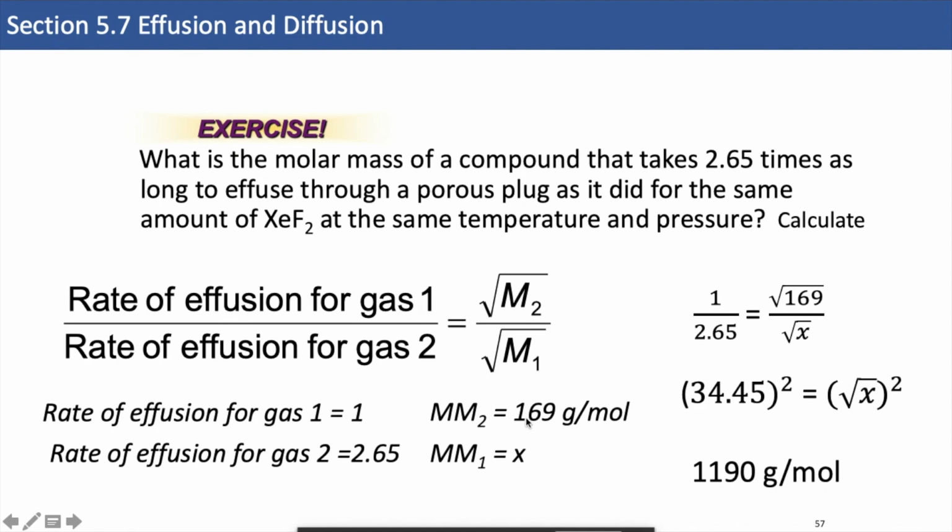And I guess that makes sense, right? If this is going to be moving 2.65 times slower, whatever it is, through this plug, then it's going to have to be a lot heavier. And in this case, it's significantly heavier.